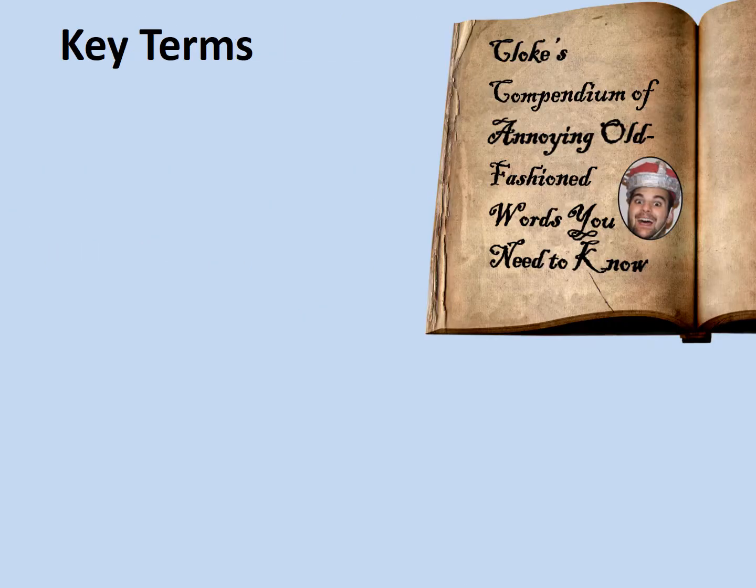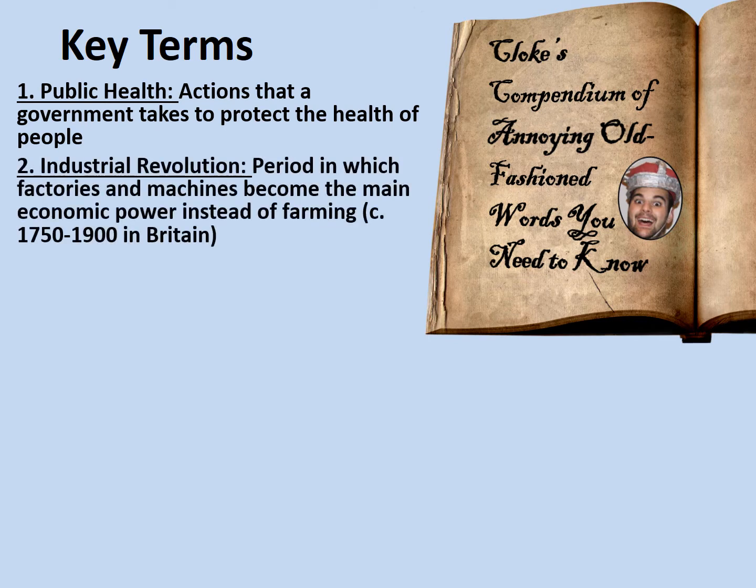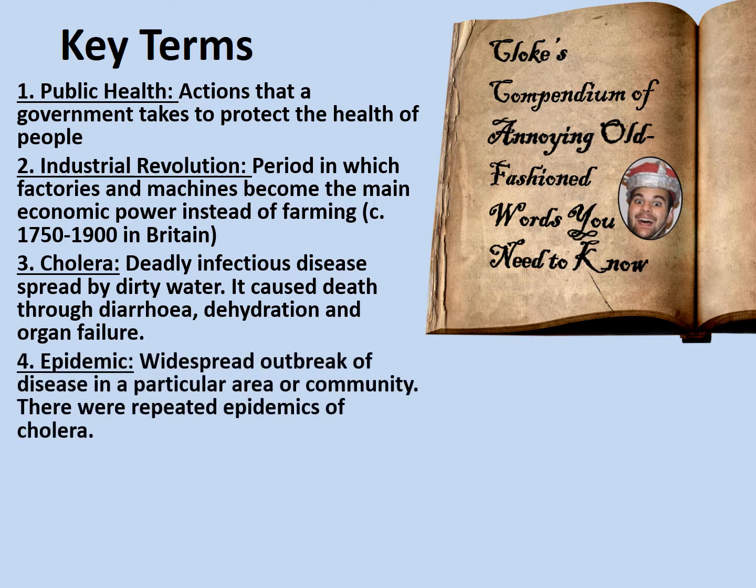Some key terms for you then. In Cloak's compendium of annoying old-fashioned words that you need to know today are public health, actions that a government takes to protect the health of the people. Industrial Revolution, period in which factories and machines became the main economic power instead of farming. This was around 1750 to 1900 in Britain. Cholera, deadly infectious disease spread by dirty water. It caused death through diarrhoea, dehydration and organ failure.